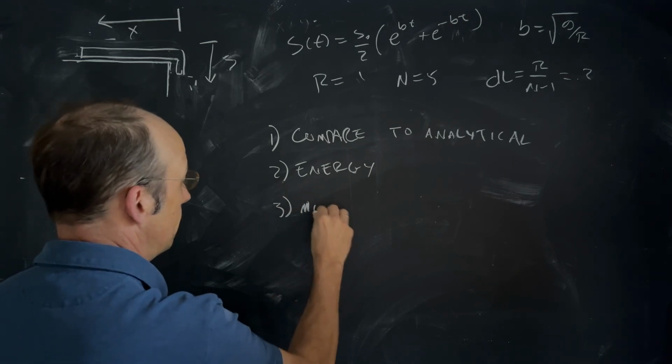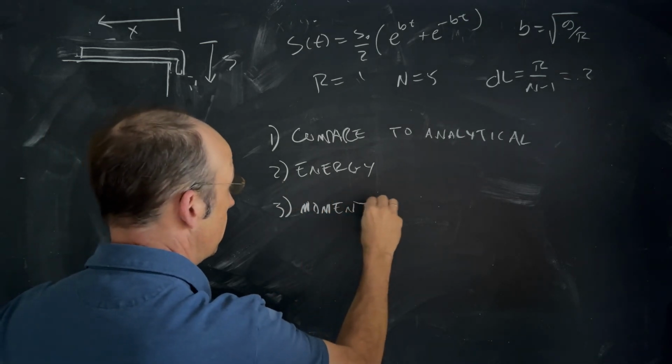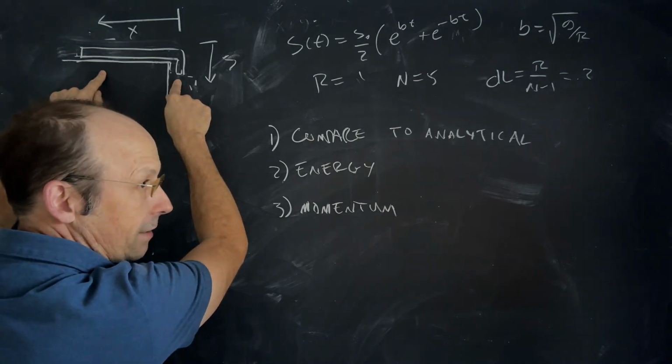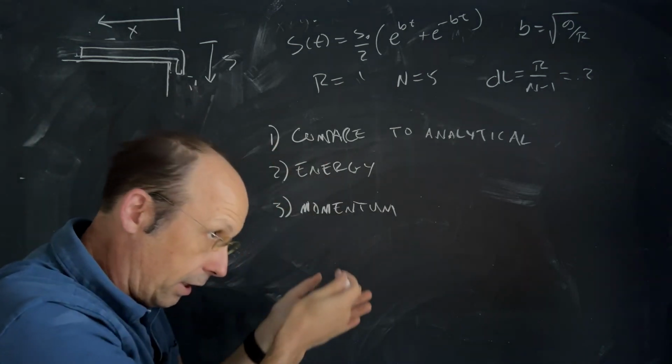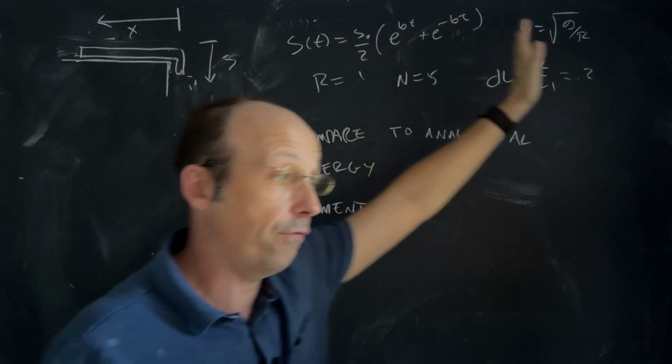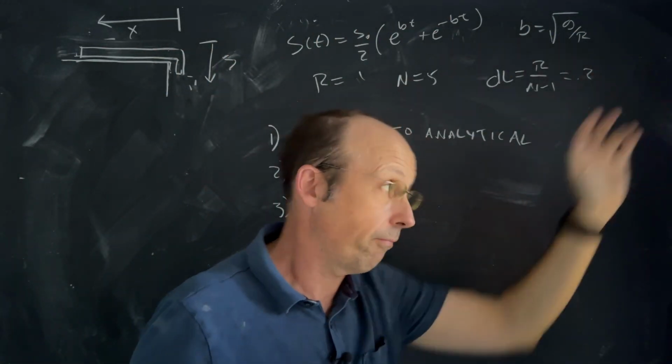Momentum. Momentum is not conserved, right? We know that. The chain starts off at rest. And yes, a falling object is going to increase in momentum because of the gravitational force. But this should also have a force pushing in the x direction.